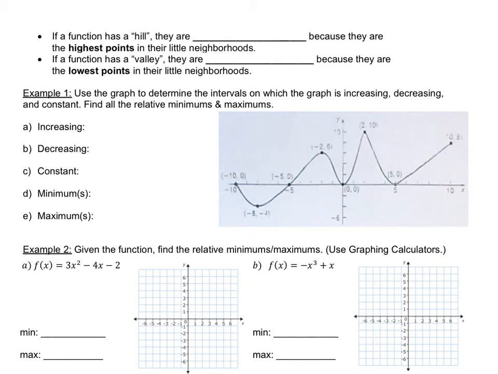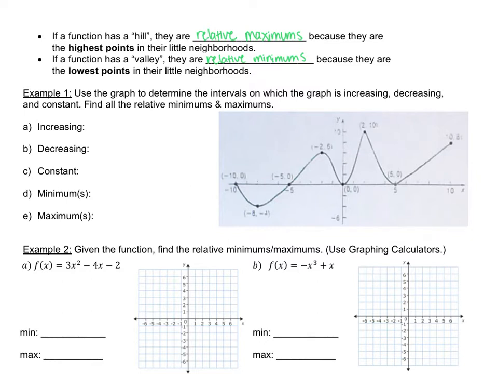Let me write that in. So these are relative maximums. And they are identified by their hill-like characteristic because they are the highest point in that little neighborhood. Whereas minimums, they're kind of known as the valley of the graph. So like those dips in the curve, those are what we call relative minimums. And they're known for that because they're the lowest point in those neighborhoods.